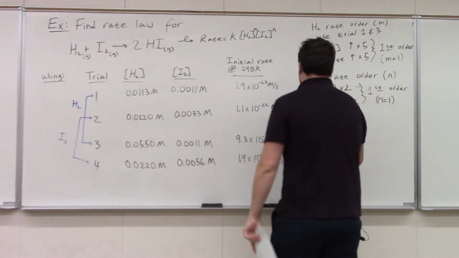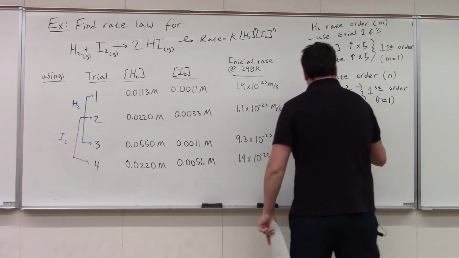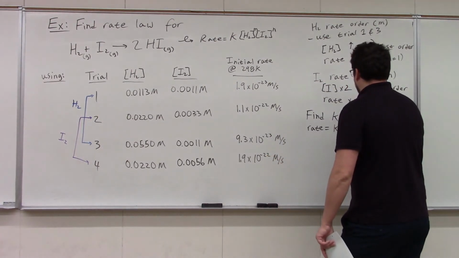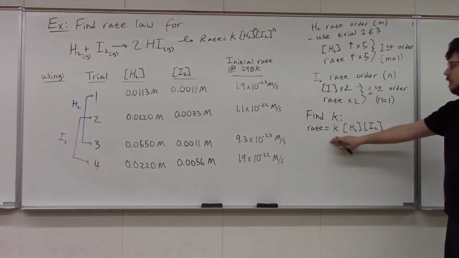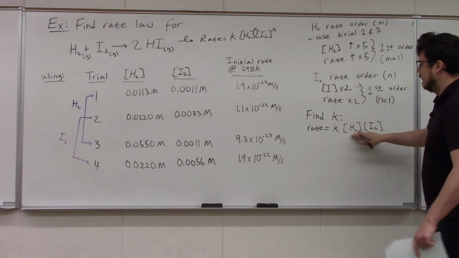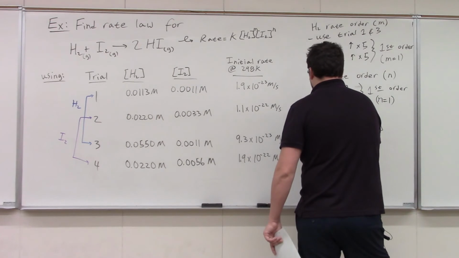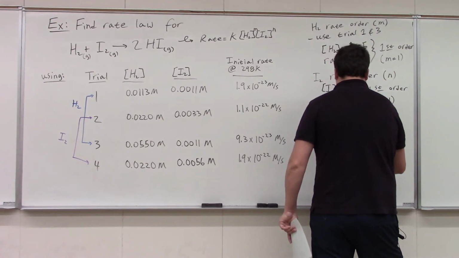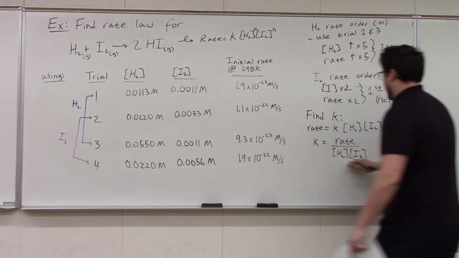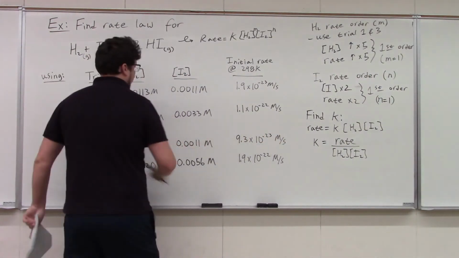Here's what I know right now. Rate equals k times H2 times concentration of I2. All right, that's what I know. I don't know k. All my rates I know for these specific situations, I don't know universally. But if I solve this for k, it'll just be rate over concentration of H2 times concentration of I2. Well, look at that.